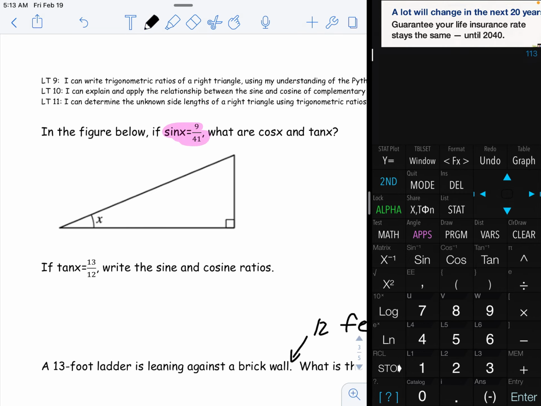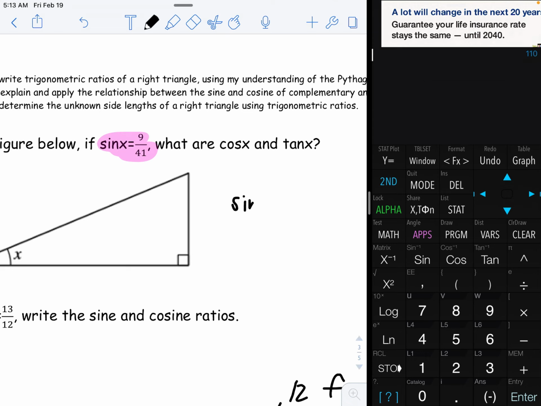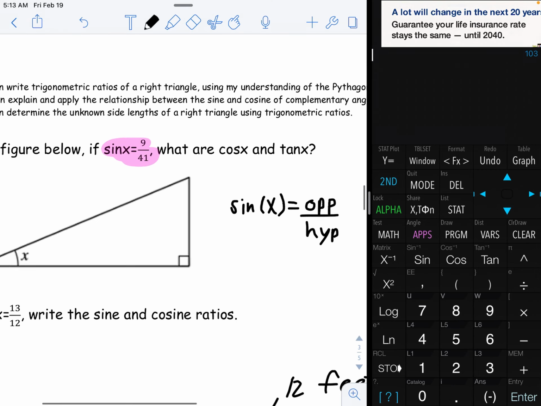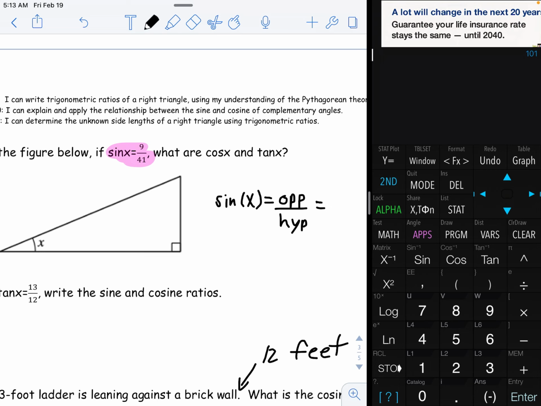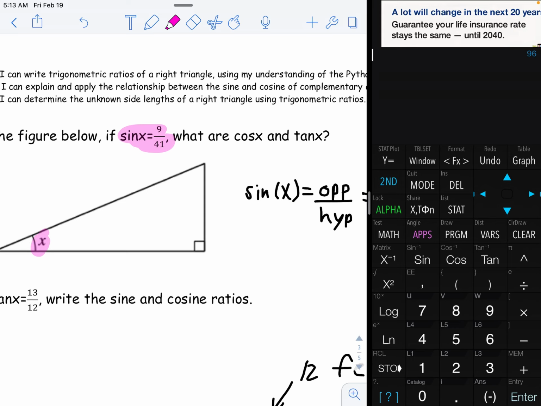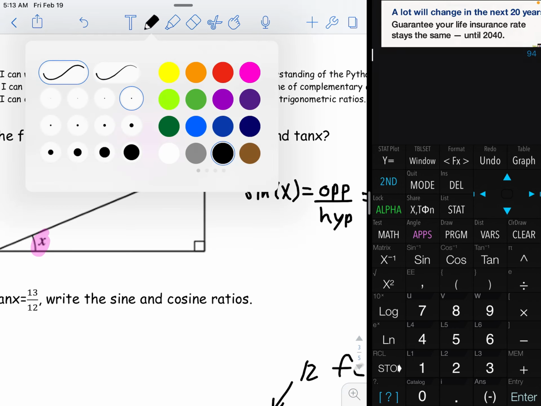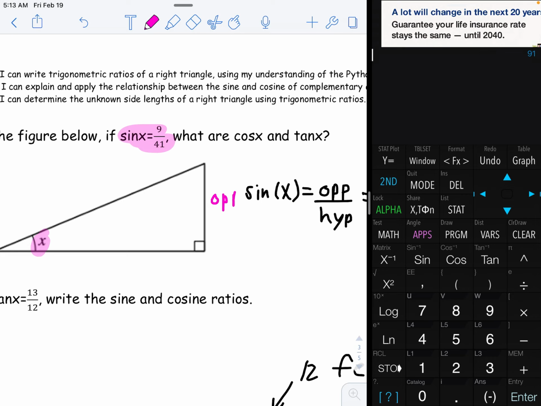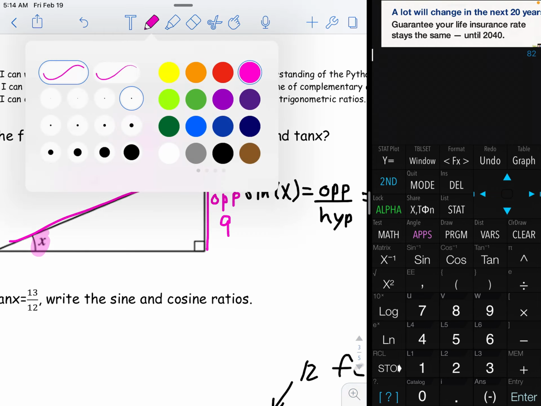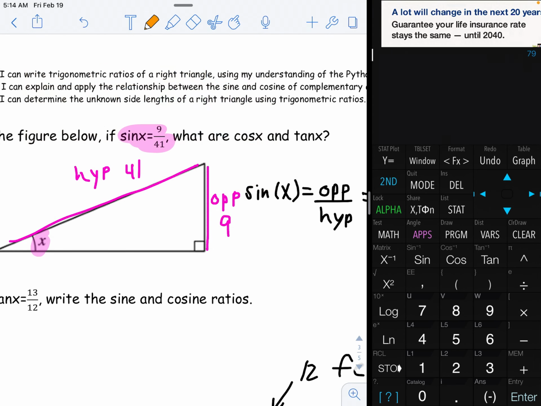We have sine of angle x. Now remember, sine of x is opposite over hypotenuse. And in this case, it said it was 9/41. So with respect to angle x, the opposite side is 9, and the hypotenuse is 41. We need cosine and tangent.